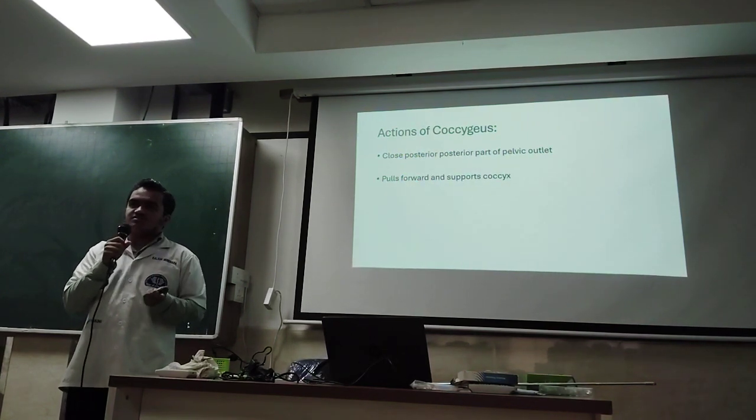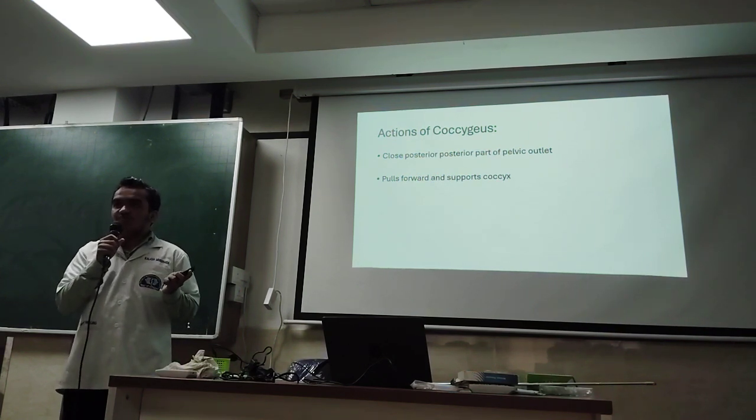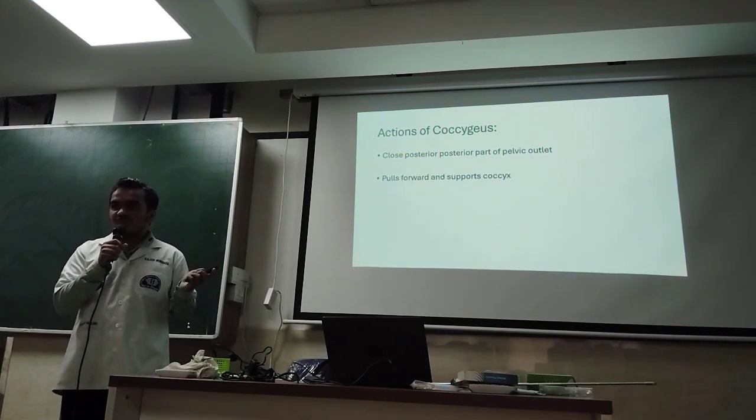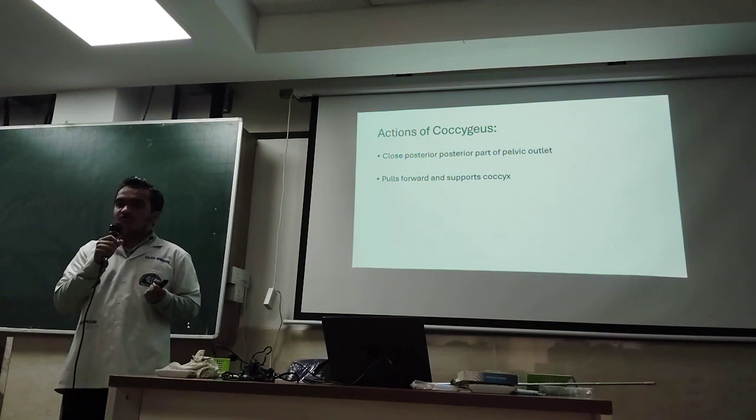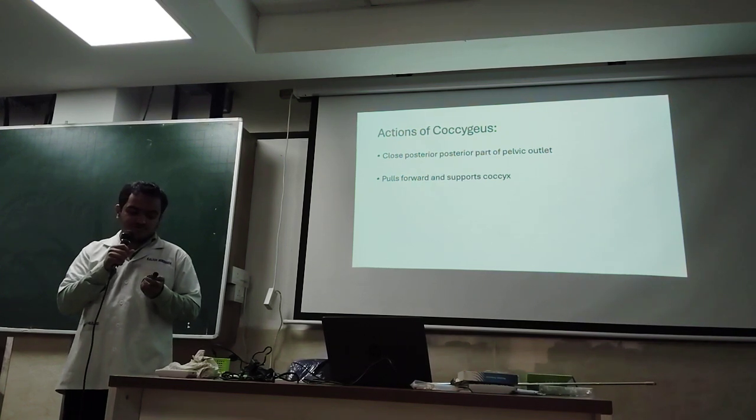Actions of the coccygeus. This muscle does not have a very great significance in humans now, but still it has some function: it forms the posterior part of the outlet of the pelvis, and also it pulls forward the coccyx and supports the coccyx.